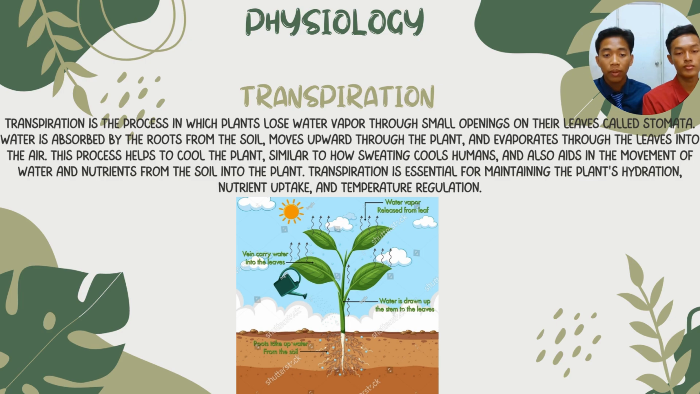Water is absorbed by the roots from the soil, moves upward through the plant, and evaporates through the leaves into the air. This process helps to cool the plant, similar to how sweating cools humans, and also aids in the movement of water and nutrients from the soil into the plant. Transpiration is essential for maintaining the plant's hydration, nutrient uptake, and temperature regulation.